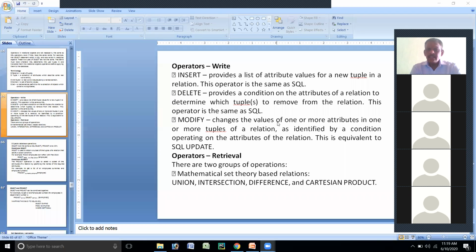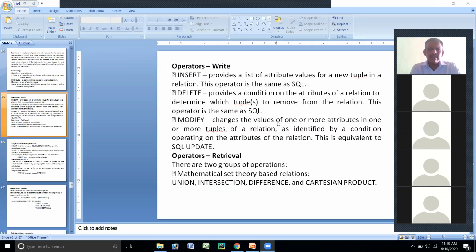In that, the first operator is insert. Insert provides a list of attribute values for a new tuple in a relation. This operator is the same as SQL. What does it do? The insert provides a list of attribute values. It means for all the attributes we are entering some values, which creates one new tuple.